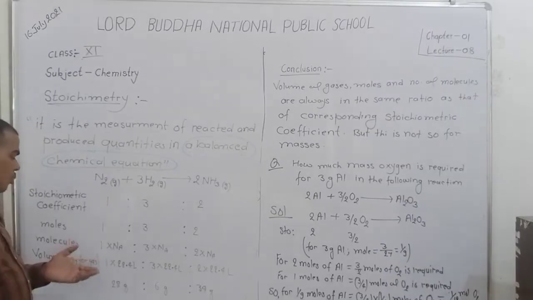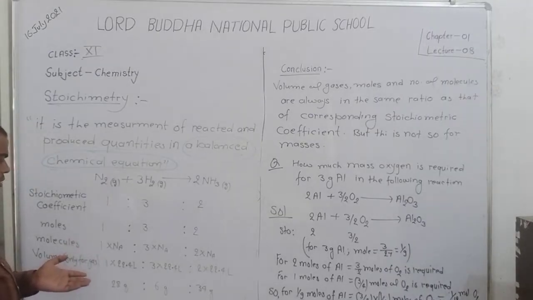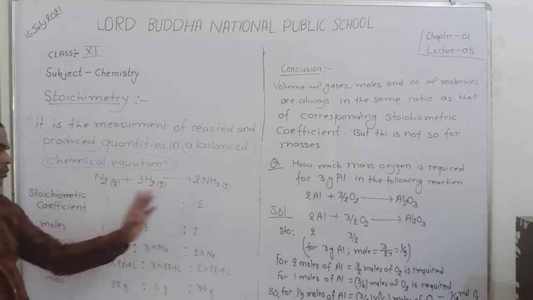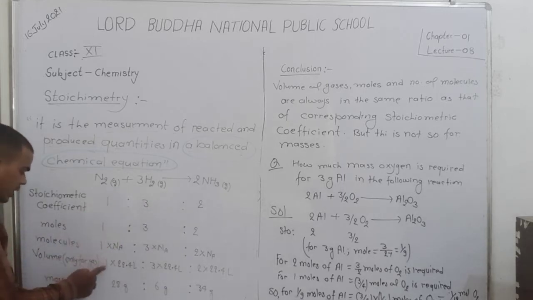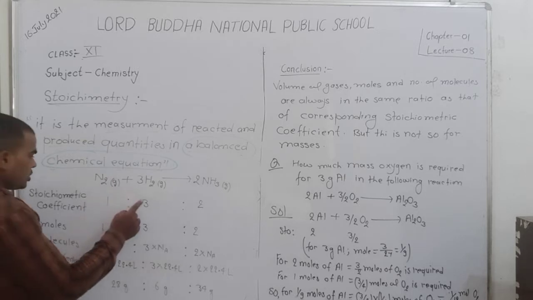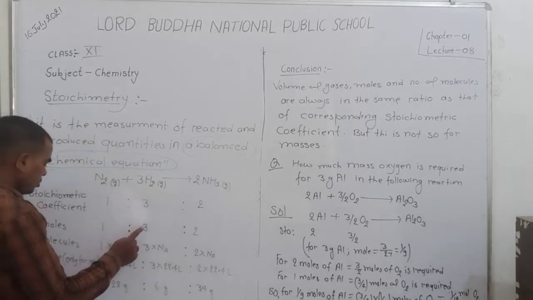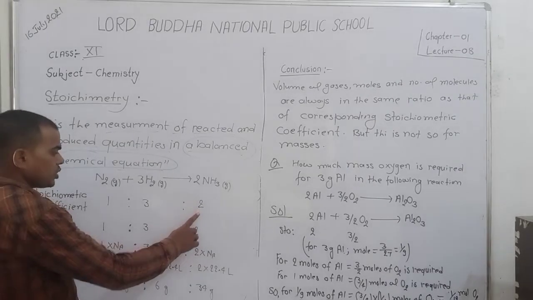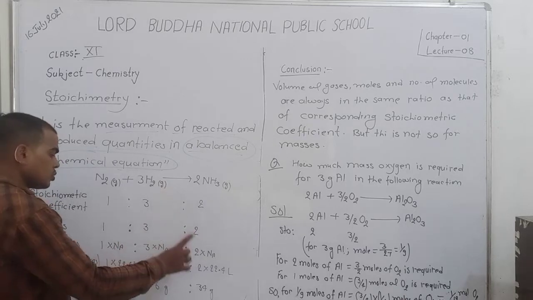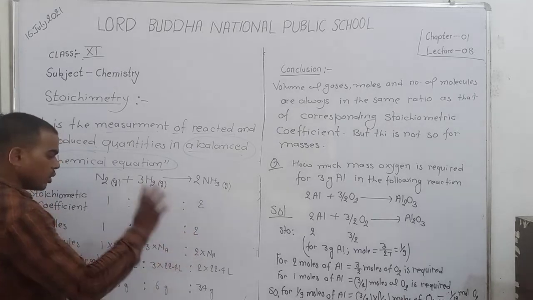Dear student, if you observe here, you understand that molecules and volume are similar to the stoichiometric coefficient. Here the stoichiometric coefficient is 1, so moles 1, molecule 1 and volume 1. Here it is 3, so mole 3, molecule 3 and volume 3. Here it is 2, so 2 moles, 2 molecules, 2 volumes.